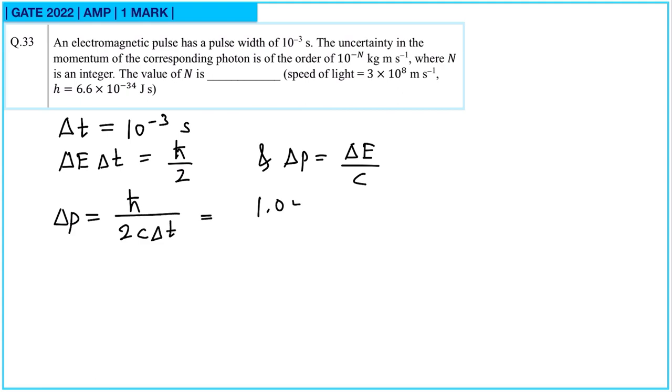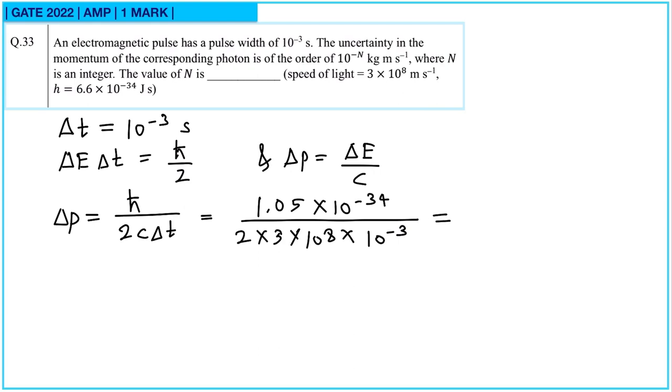h cut is 1.05 into 10 to the power minus 34, over 2 into 3 into 10 raised to 8, into delta t, which is 10 to the power minus 3. So from here delta P is equal to 1.75 into 10 to the power minus 40. So n is equal to 40, and answer given in the answer key is 39 to 40.